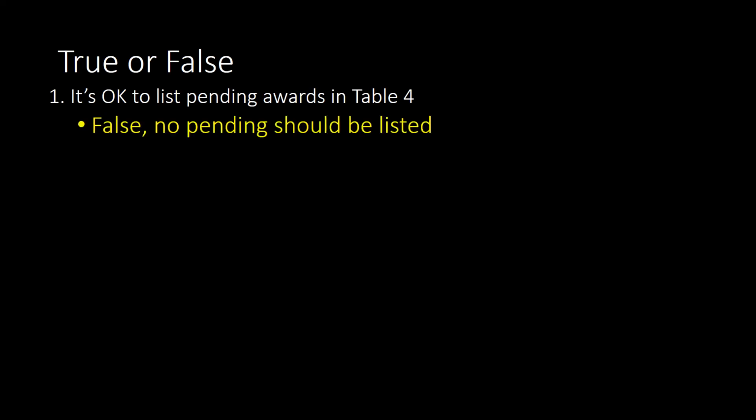So a couple more questions because I love a good quiz, like a good spreadsheet. Let's go over this again. It's okay to list pending awards in Table 4. No. And you'd be surprised how many people want to squeeze those in there. And I'm like, no, you can't do it. In the last column, you list the total project costs.